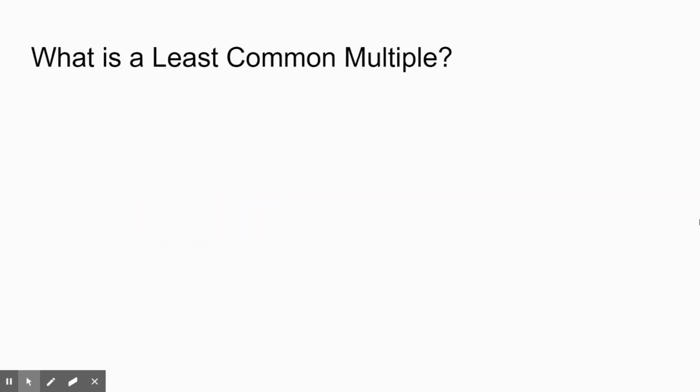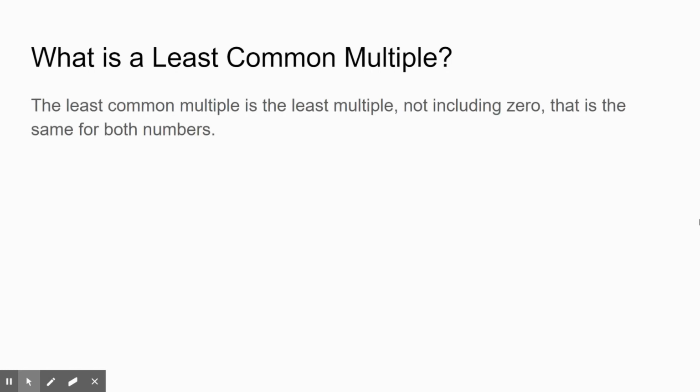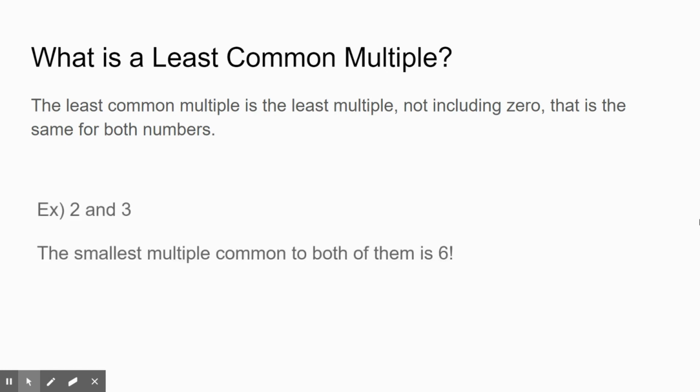So, first off, what even is a least common multiple? The least common multiple is the least multiple, not including 0, that is the same for both numbers. What's a little bit tricky about this is, since you hear the word least in there, you'd think it would be smaller than any of the two numbers you're given. It's actually going to be either the same size as the biggest one or bigger. Let's look at an example. If we have the numbers 2 and 3, and we're told to find the least common multiple, we can find that the least common multiple, the smallest common multiple, for them both would be 6.